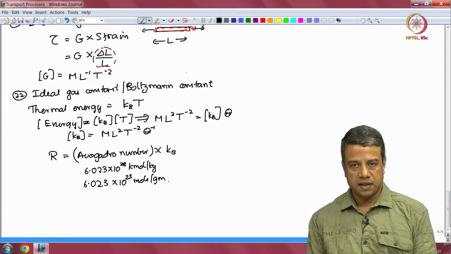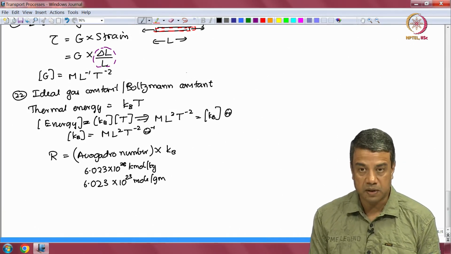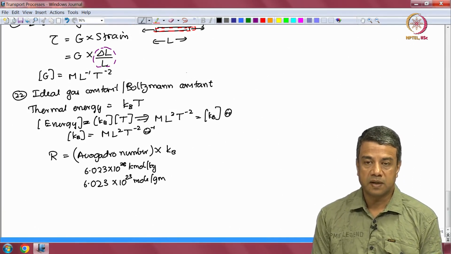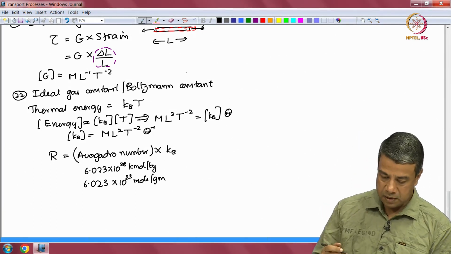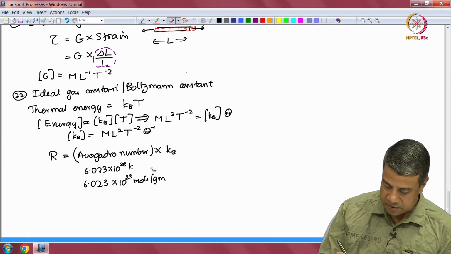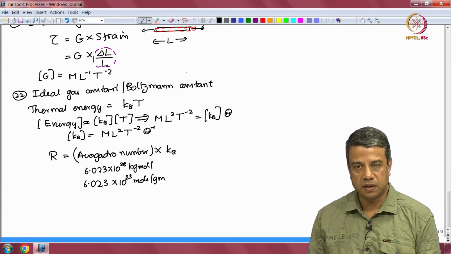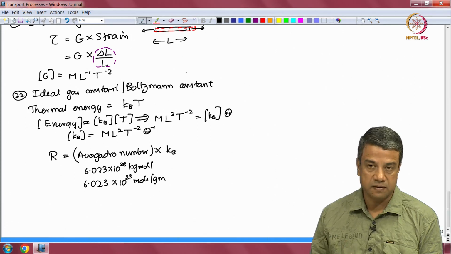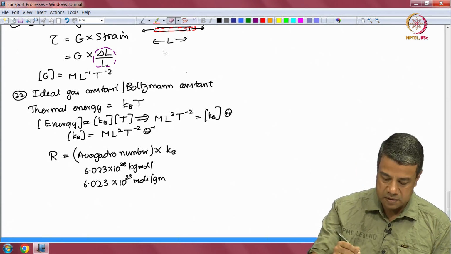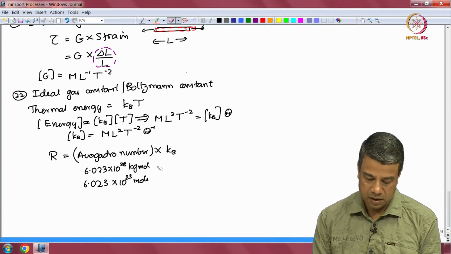In either case, whether you express in terms of kilomoles or in terms of moles, this is equal to a number. 6.023 into 10 power 23 molecules are present in 1 gram mole. Or let me be more precise here. This is the ratio of the mass of 1 kilogram mole in kilograms divided by the mass of the molecule itself in kilograms. So, this basically tells you how many molecules are there in 1 mole or in 1 kilomole.